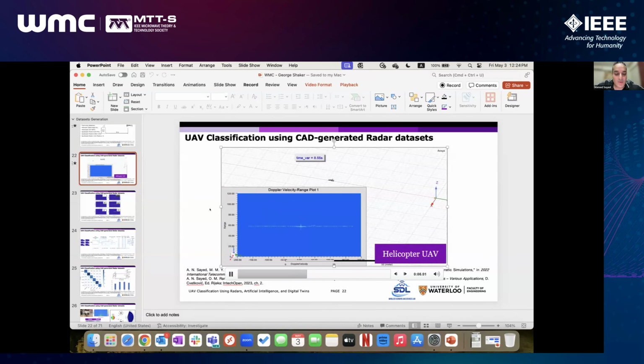Drones are classified using their micro Doppler signatures, because the value or the shape of these micro Dopplers depends on the blades, the number of blades, and their length for each drone, and each drone has different specs than the other. So we rely on the Doppler or micro Doppler signatures to classify between different types of drones.